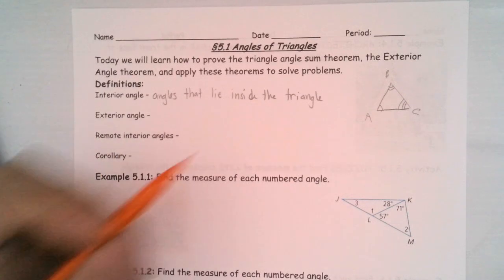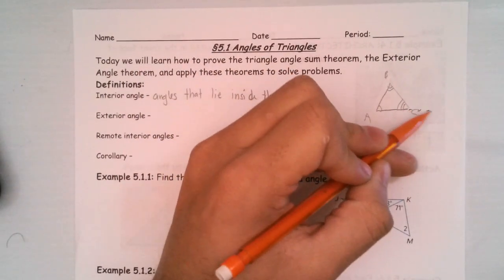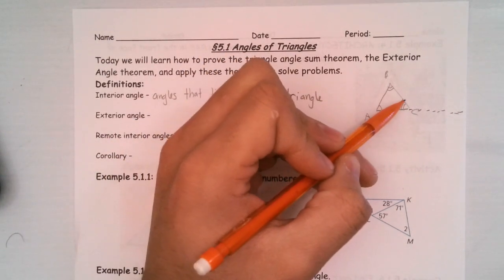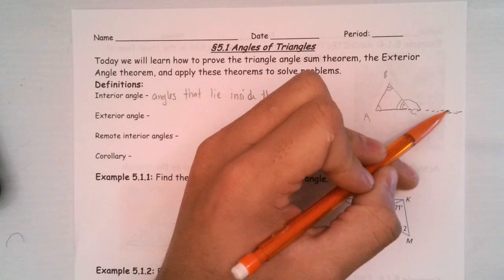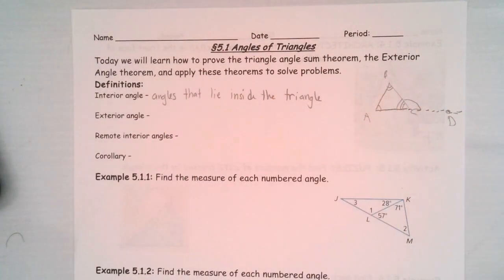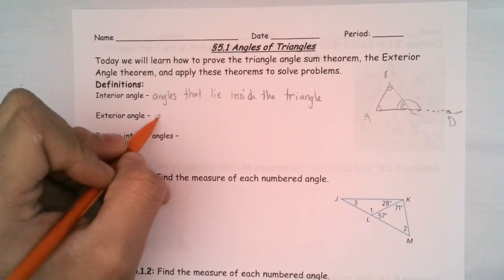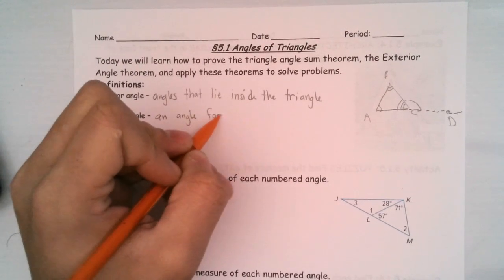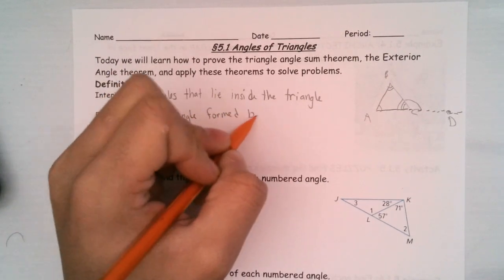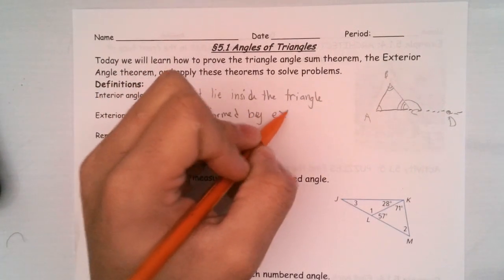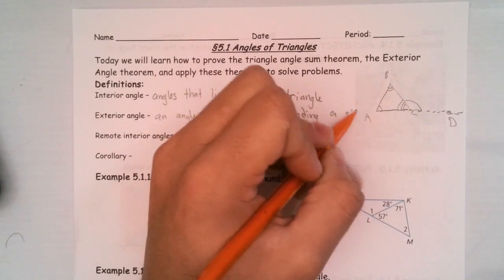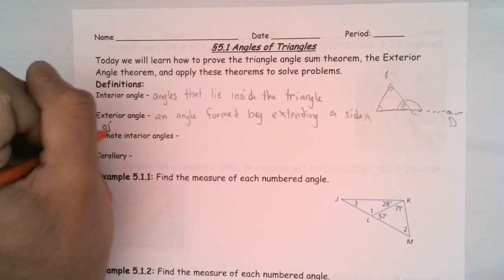Exterior angle is a little different. So say we extend one of these sides. So you can extend any side indefinitely, which means they can go on forever, and you create this little angle right here. The exterior angle is an angle formed by extending a side of the triangle.